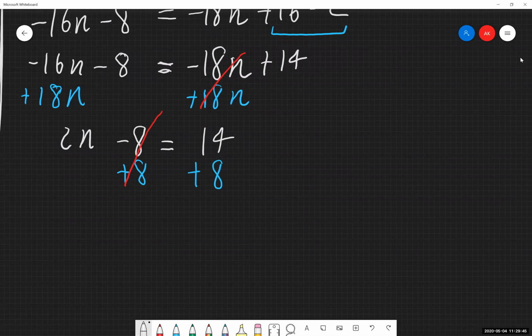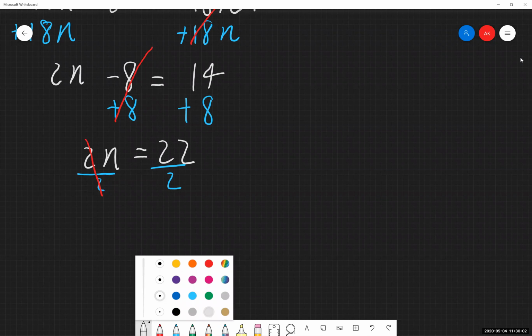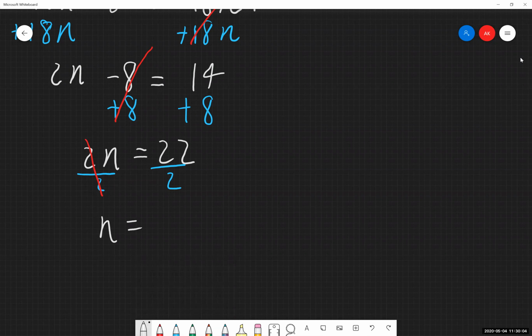I'm getting 2n left over on the left side and 22 on the right side. I do not want 2n, I just want 1n. So I'm dividing both sides by 2. And then 22 divided by 2, that's going to be 11. I can't do anything else from there, so I am done. Okay.